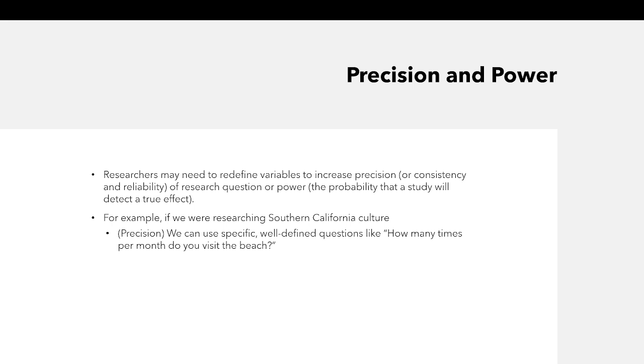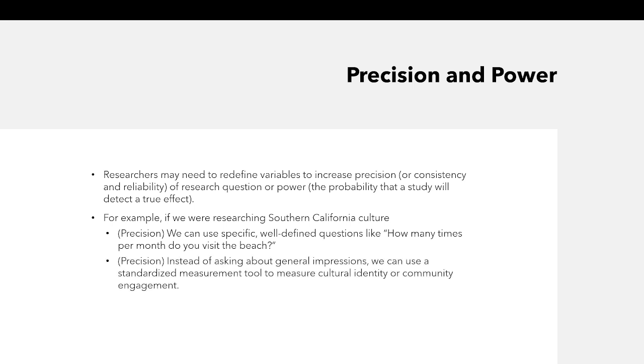However, consider people who live far more inland, for example in Blythe, California, which is one of the last cities you are in before you cross over into Arizona. Answering a question like how many times per month do you visit the beach will give you a sense of how important something like going to the beach is to this broad question of Southern California culture.